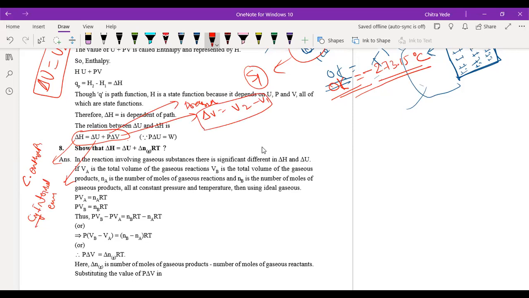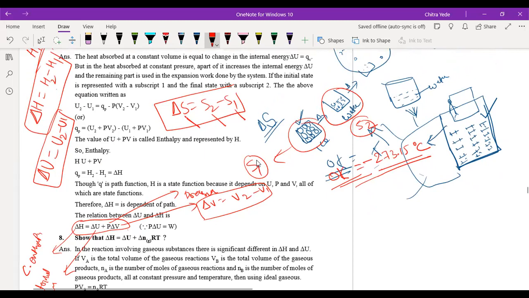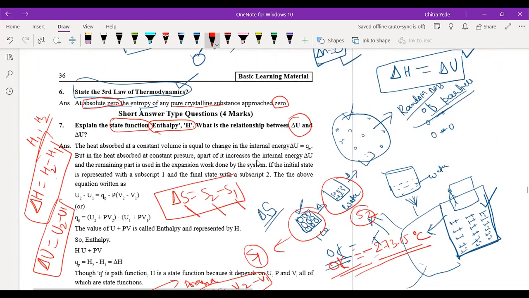Okay? Okay, sir. So this is all about the relationship between del H, del U and P del V. Any doubt till here, beta? No, sir. Just revise it one more time so that you can understand easily.